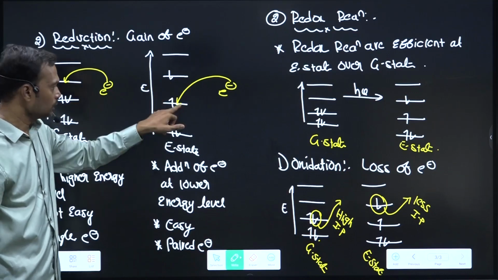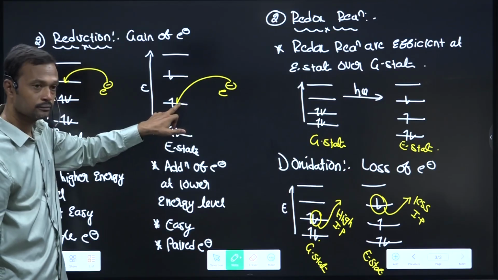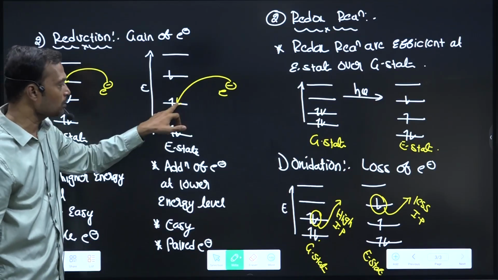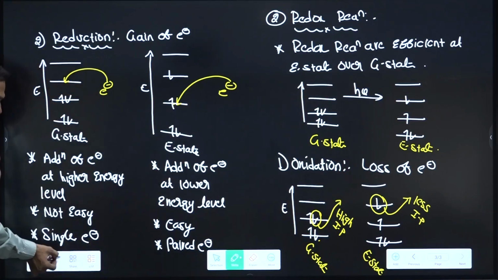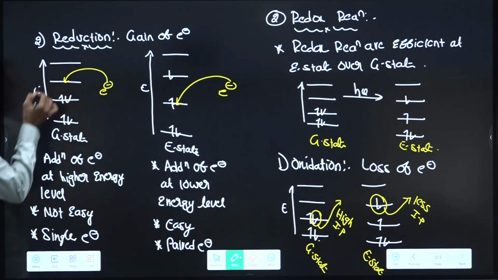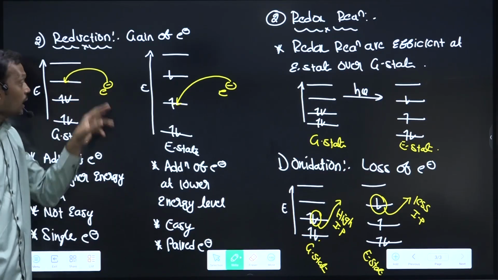Two advantages. This orbit is very close to the nuclei and the nuclear attraction is strong over here. So that's why this electron will be added here: paired arrangement and very close to the nuclei. And this other electron is a single electron, and we are adding it far away from the nuclei, with no attraction from the nucleus. When attraction is very less, addition is not easy.